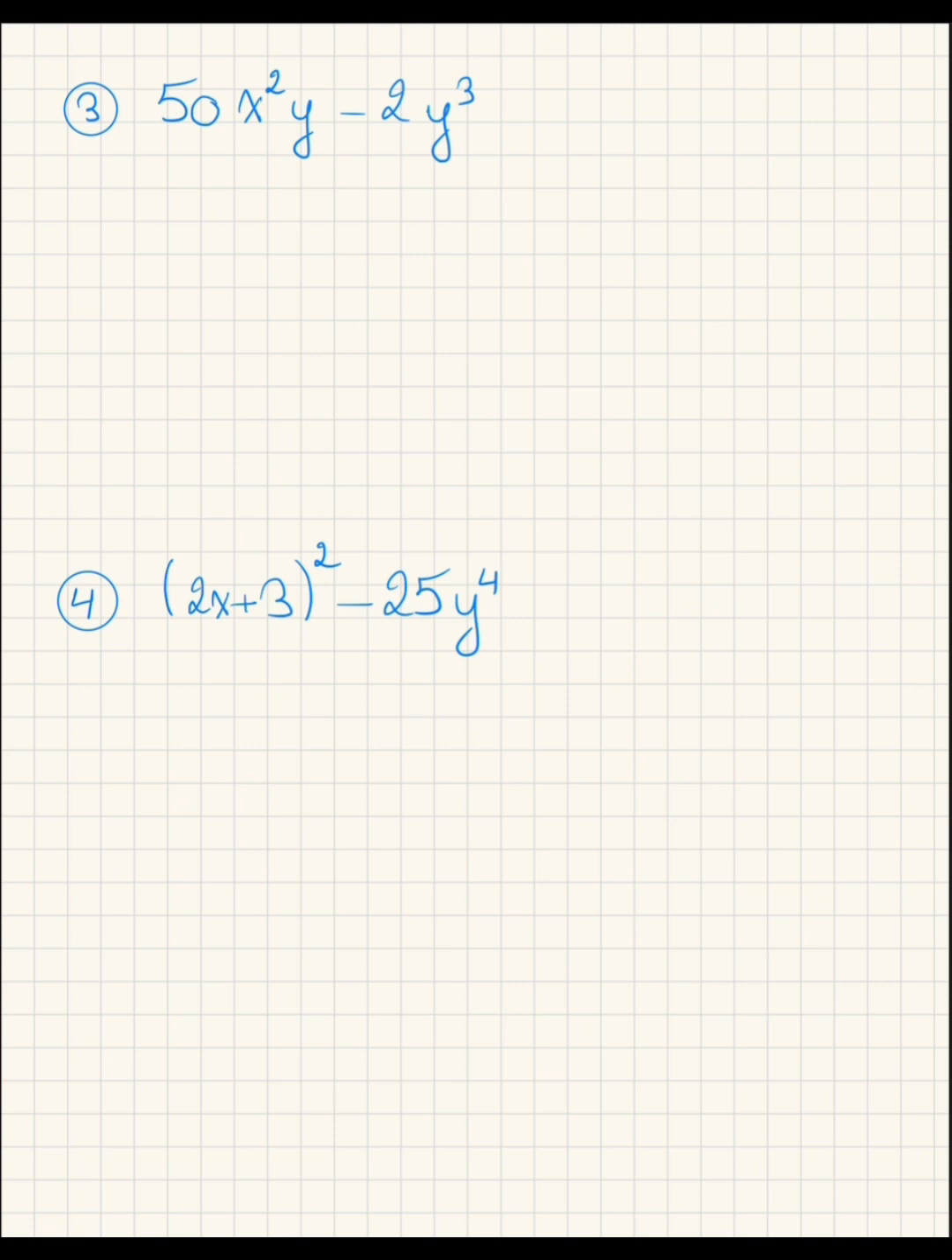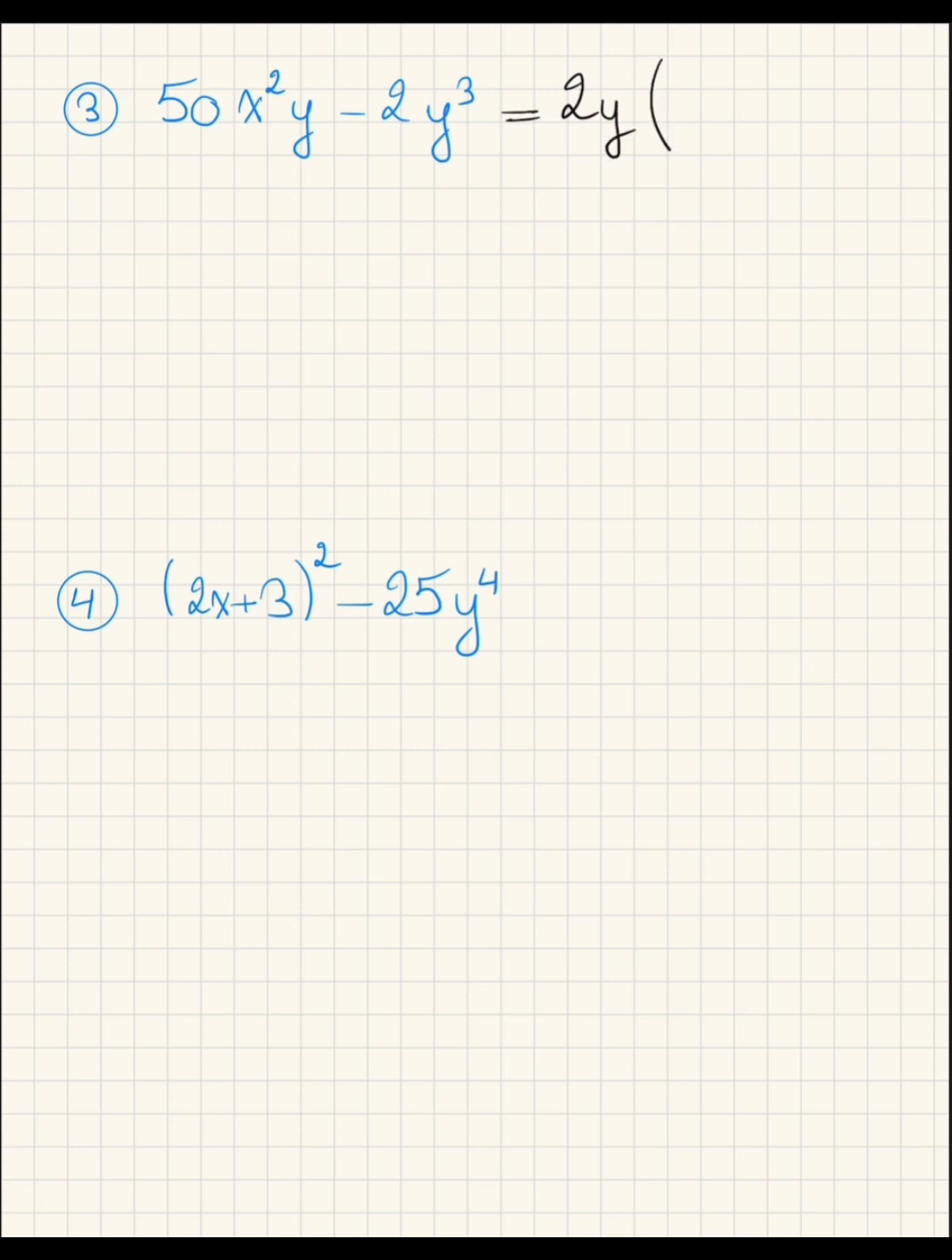Let's continue. In number 3, we repeat the same process. I ask myself the first question as usual. Any common factor? The answer is yes. So we have 2 between 50 and 2. And we have y between y and y cubed. So the common factor is 2y.